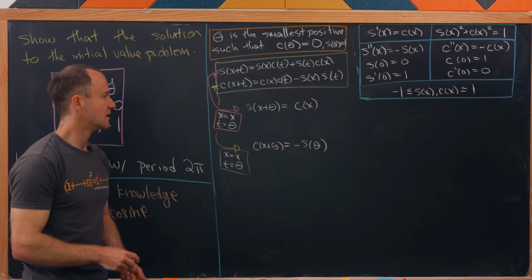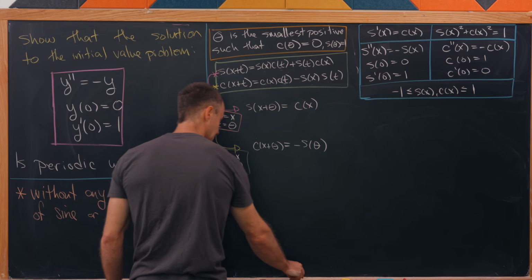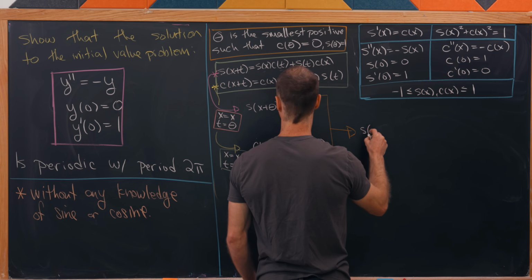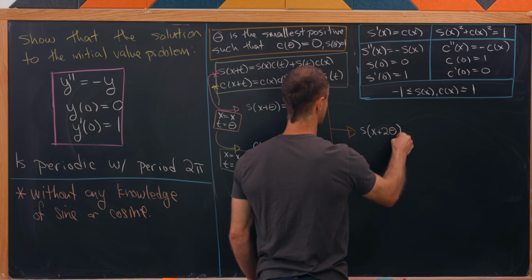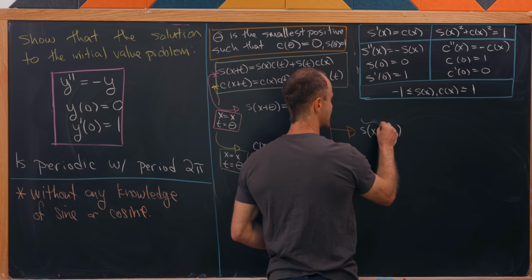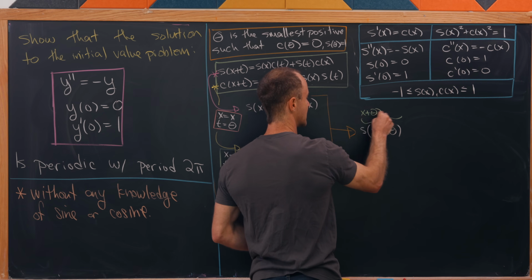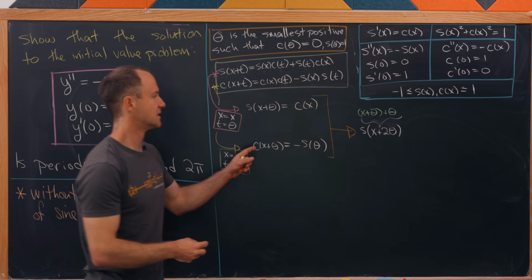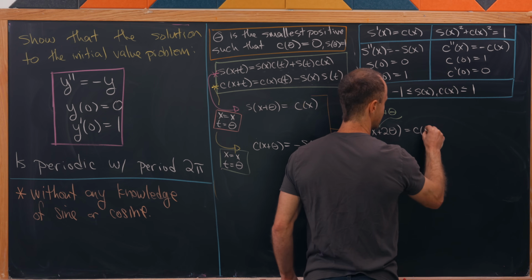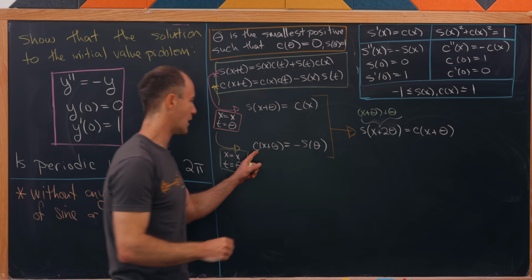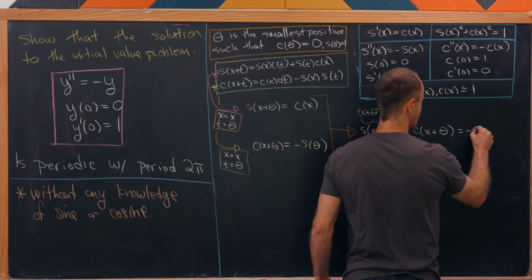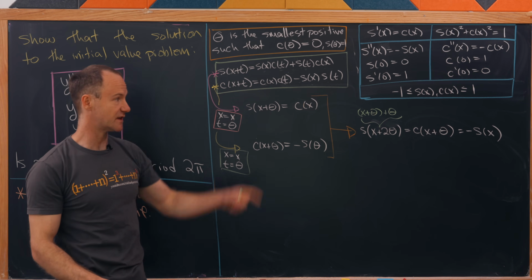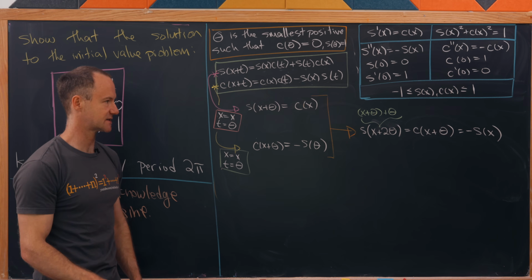Okay, good. But now we're just going to roll these two things together, and that's going to give us the following. So let's maybe look at s of x plus 2 theta. To be really clear, we would write that as s of x plus theta plus another theta, and then use this rule right here. So that's going to give us c of x plus theta. Okay. But now we can use this rule right here, and we'll get negative s of x. So that means s of x plus 2 theta is minus s of x.